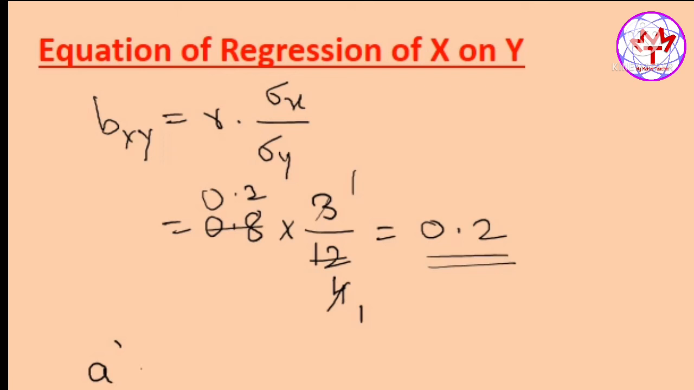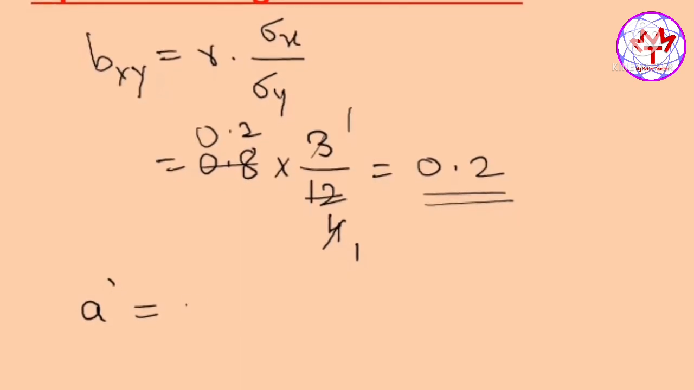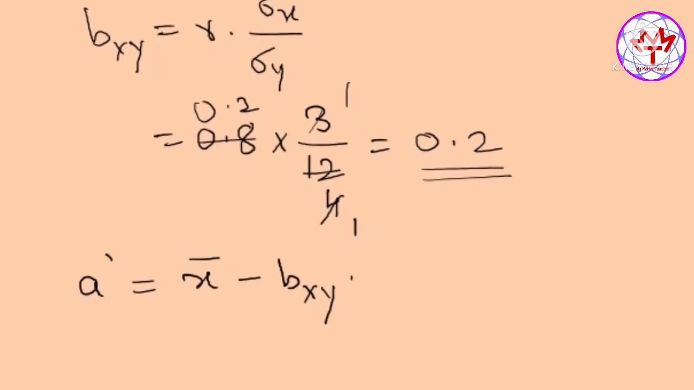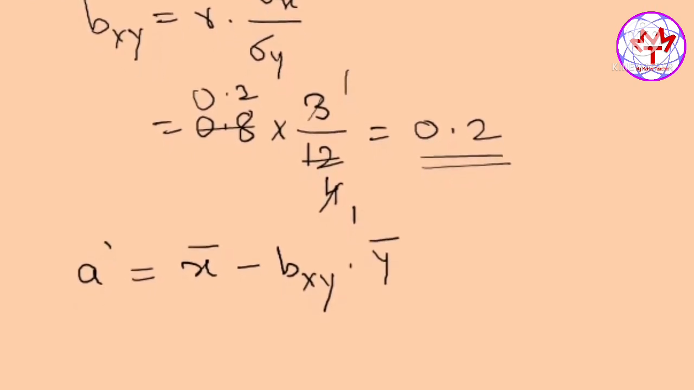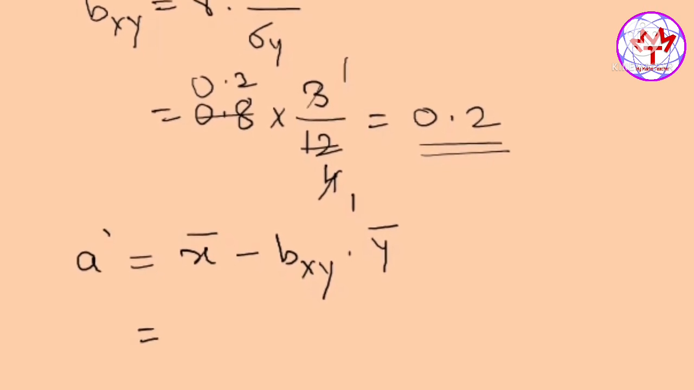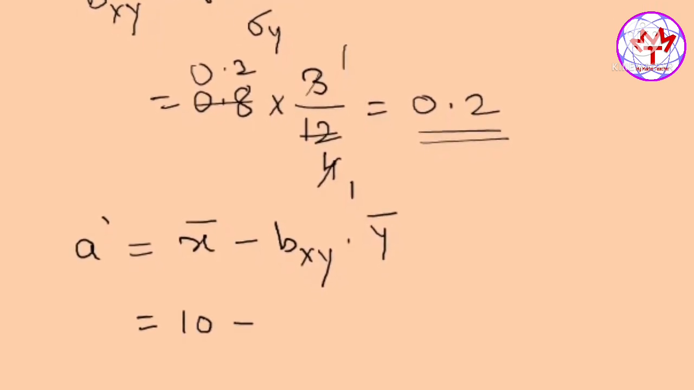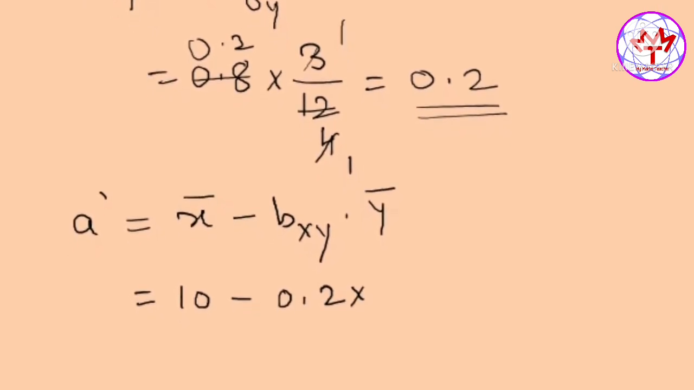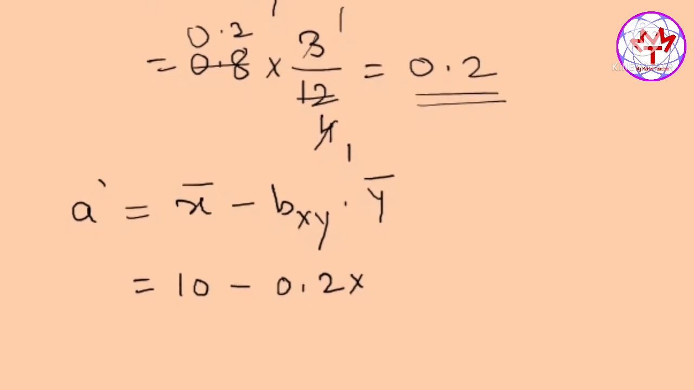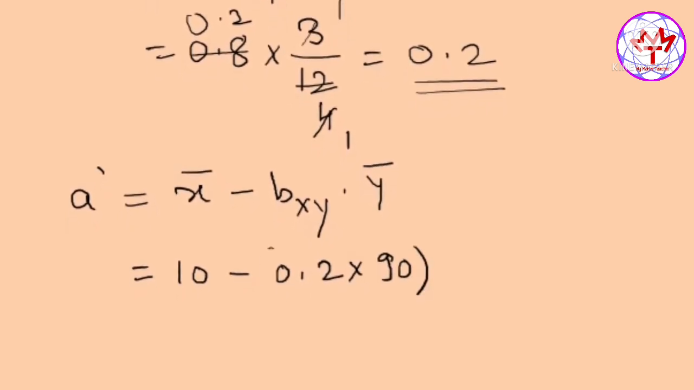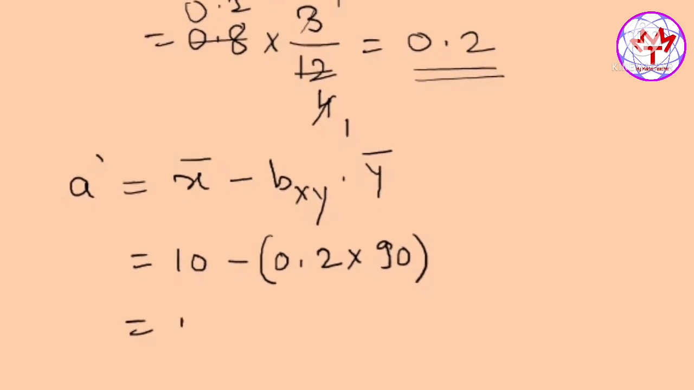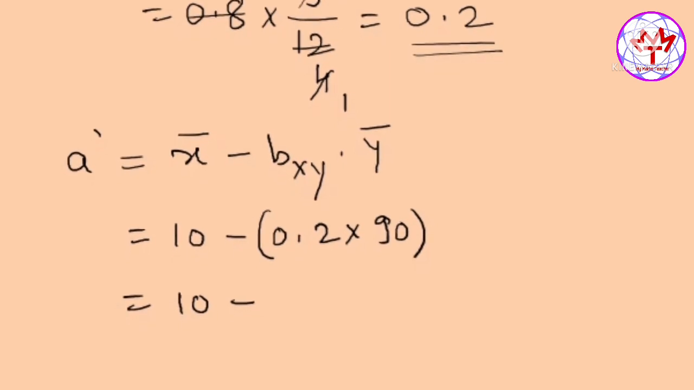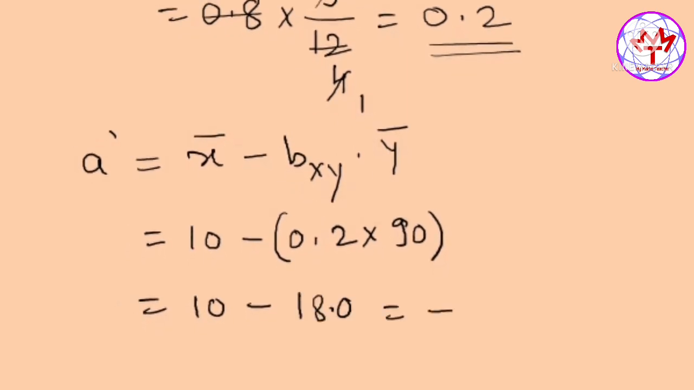Now let us find a dash. a dash is equal to x bar minus bxy into y bar. So let us substitute the values. We get x bar is 10 minus bxy, we have got 0.2, into y bar, which is 90. So we get a dash is equal to 10 minus 0.2 into 90. That will be 18. 10 minus 18, that is minus 8.